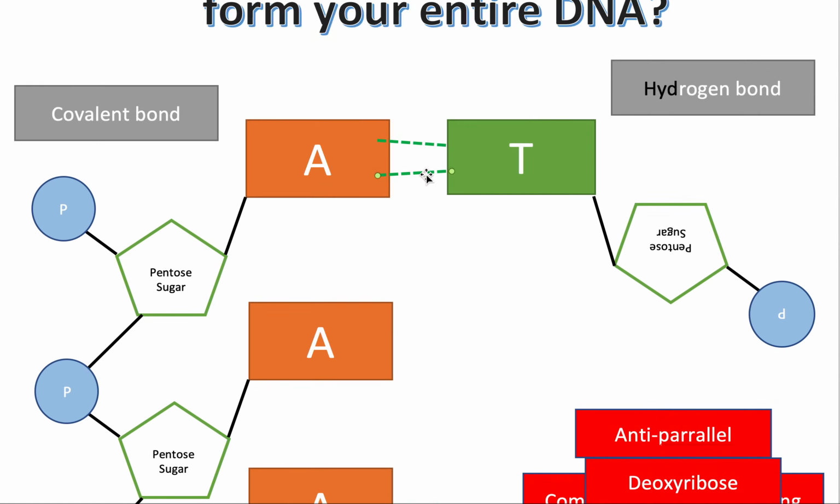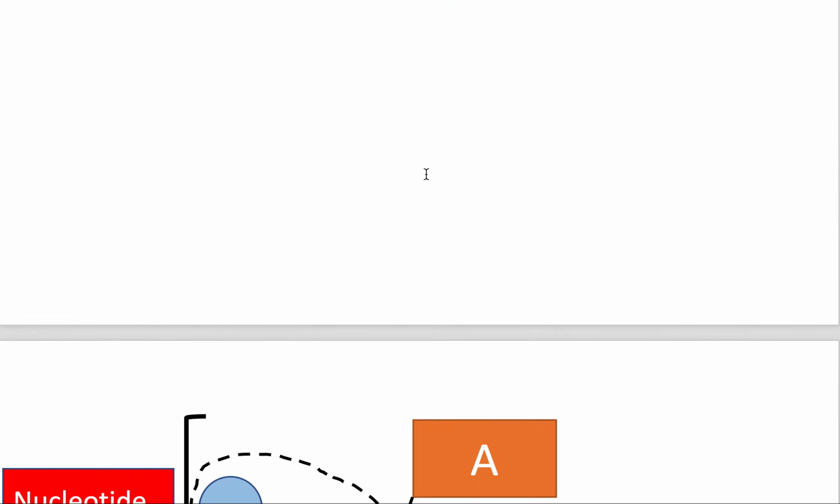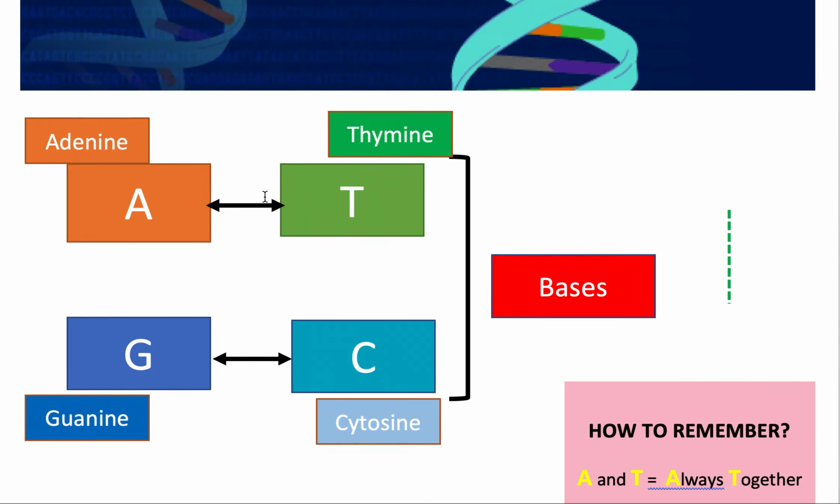Okay, so I'm going to copy this. Right now I'm going to make this clear for you: adenine and thymine, 2 bonds. Cytosine, how many do G and C have? 3 bonds, remember? Always 3 hydrogen bonds. Perfect.